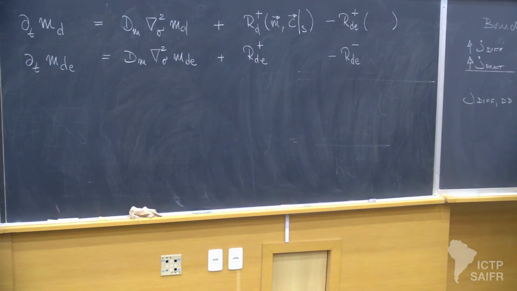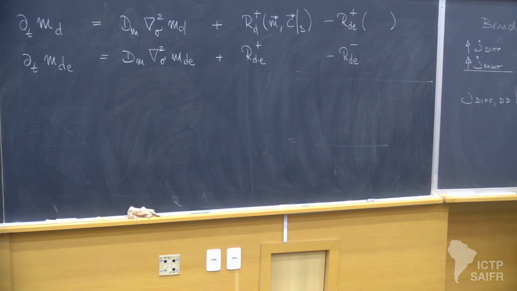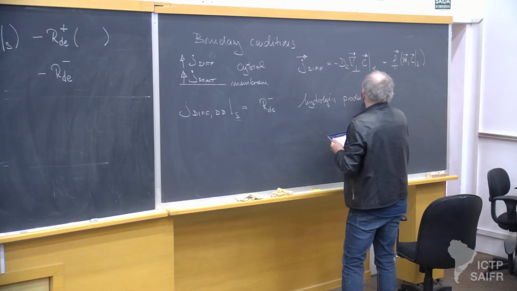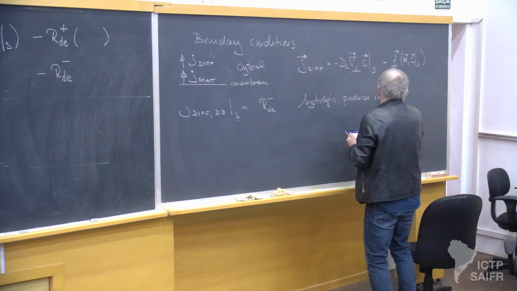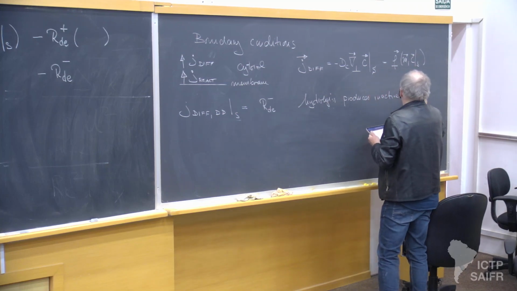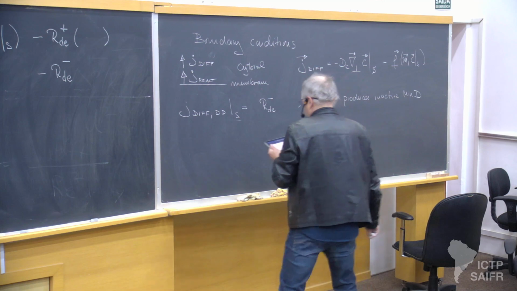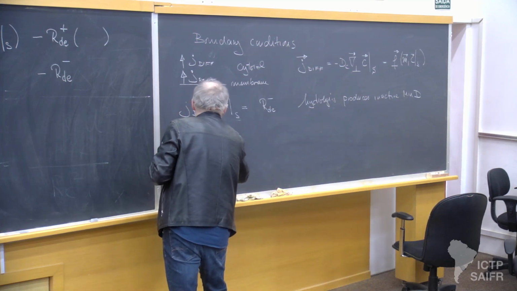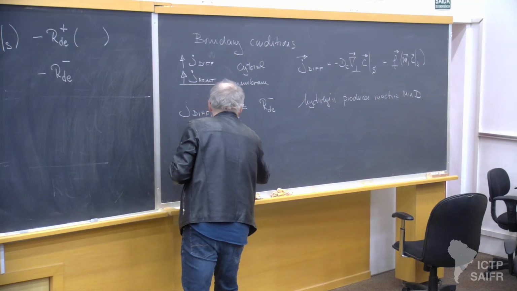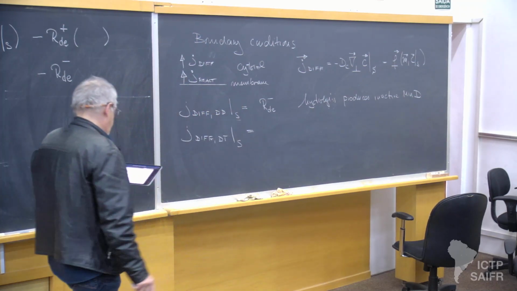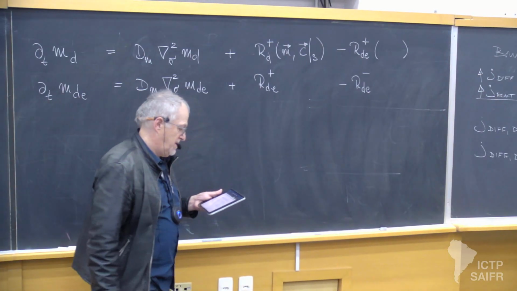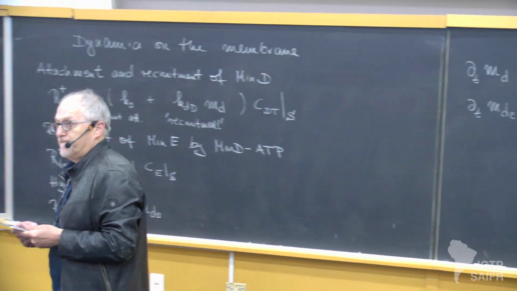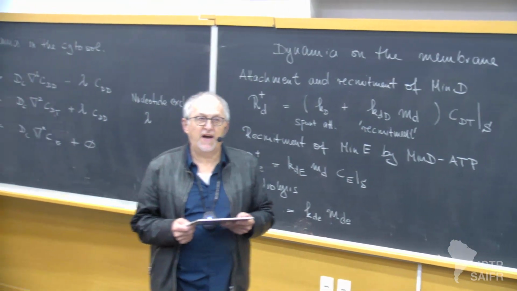So hydrolysis produces inactive MinD. Now you have a diffusive flux for the other player that we have in the cytosol, and that is the active MinD. Okay? So how is the active MinD flux?